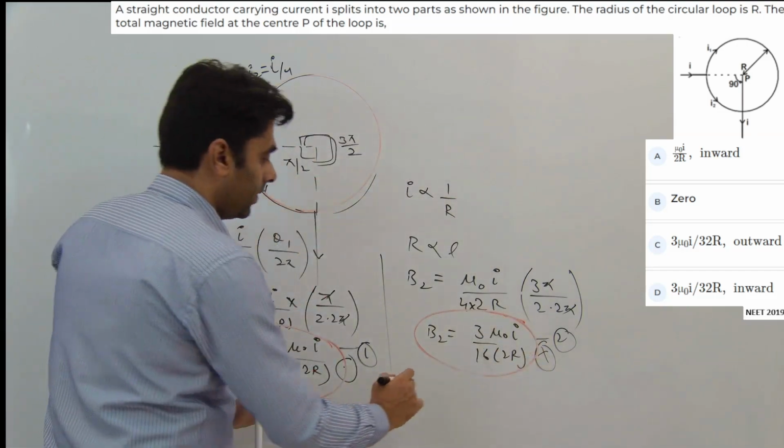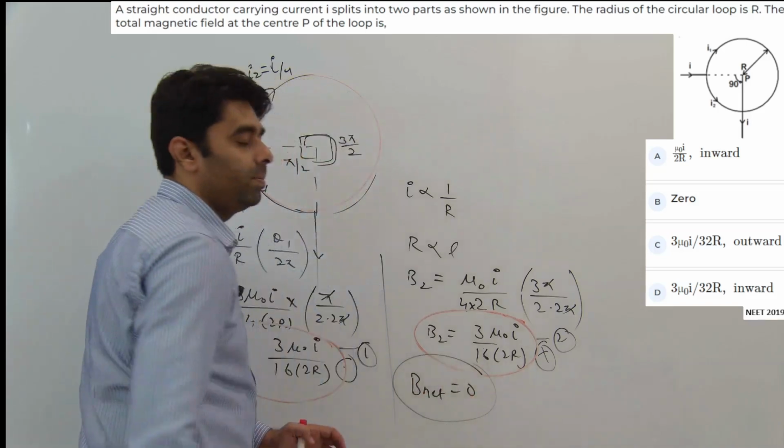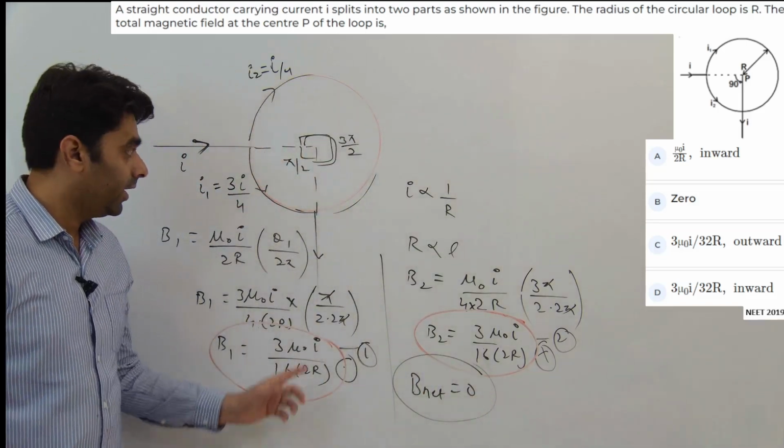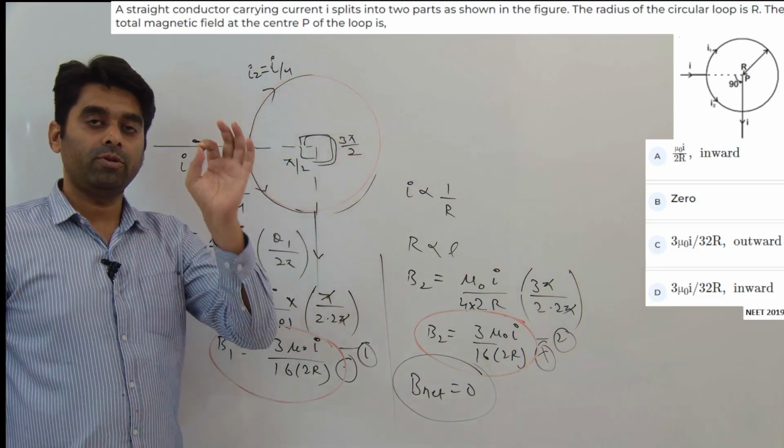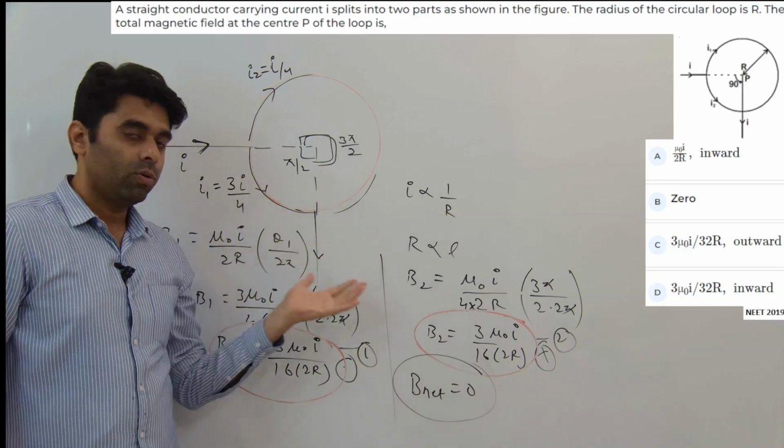B net value will be 0, right? This part and this part both are producing the same magnetic field but in opposite direction. Good question. I hope you understood it.